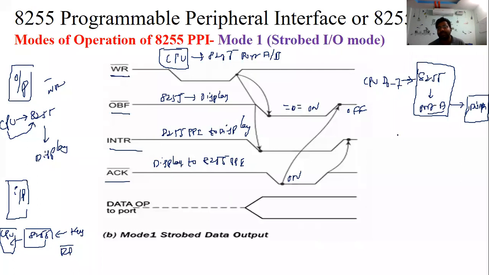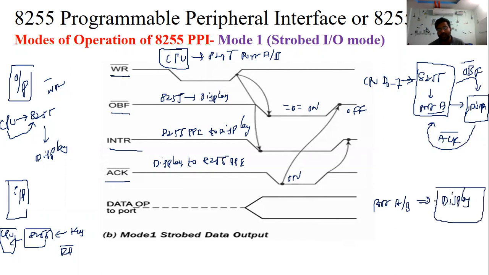Once the device is ready, it sends the acknowledgement, since it has one or two cycles to take the data. So this is OBF, and this is the acknowledgement. Then whatever data is present in port A or port B is moved to the display.